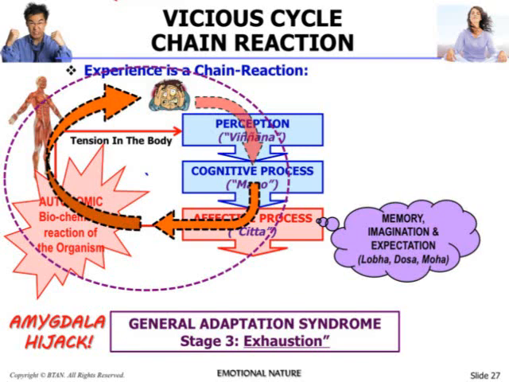And this in fact corresponds to stage 3 of the general adaptation syndrome, exhaustion. And the Buddha calls it upayasa. So these are the 5 words to describe suffering: soka, parideva, dukkha, domanassa, and upayasa. So basically this is a condition of upayasa.